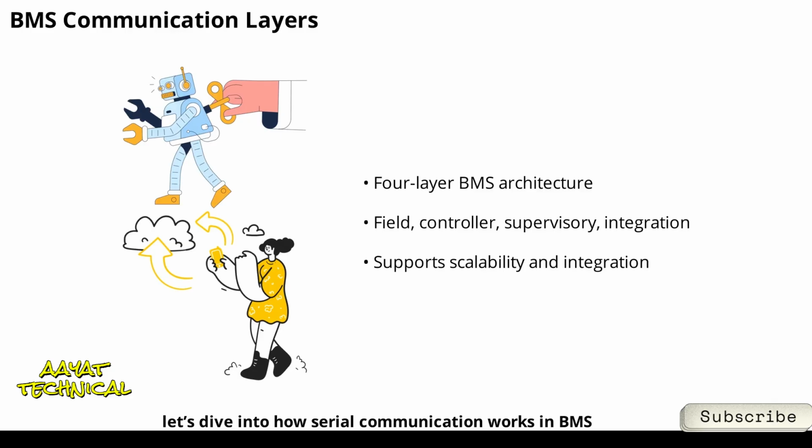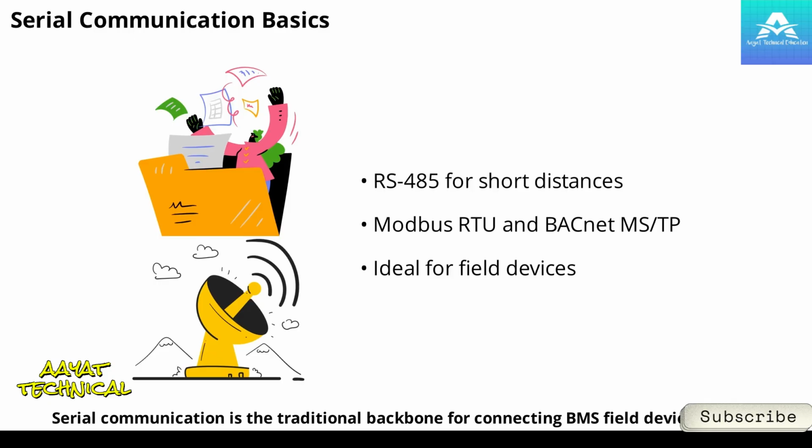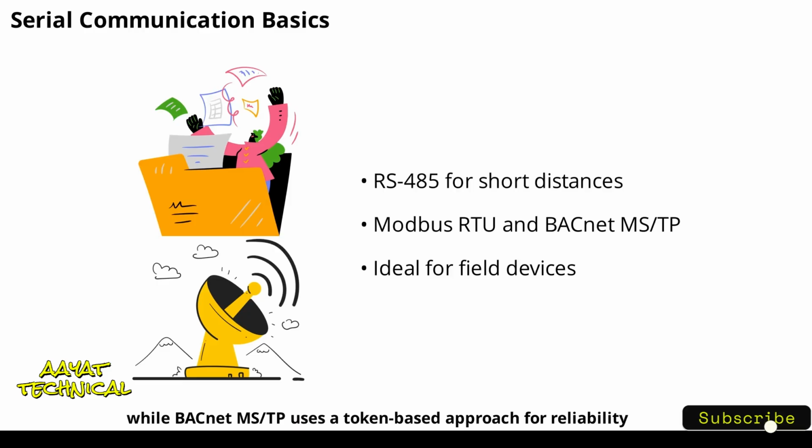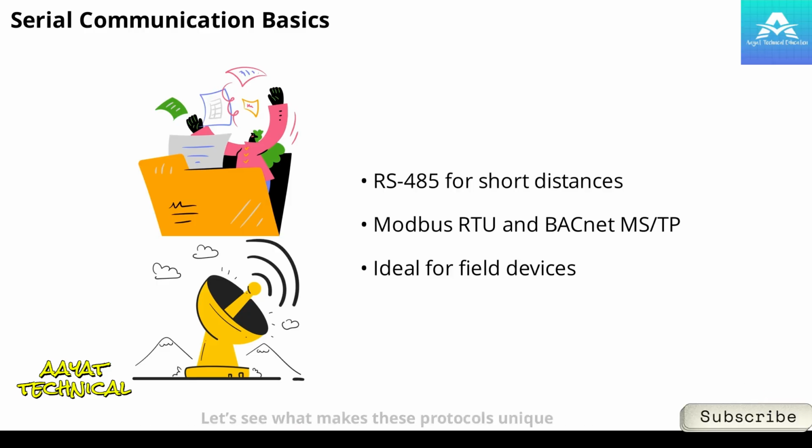Next, let's dive into how serial communication works in BMS. Serial communication is the traditional backbone for connecting BMS field devices. It uses twisted pair cables, typically following the RS-485 standard. This setup is ideal for short distances and a limited number of devices, making it perfect for connecting sensors, actuators, and controllers on the same floor or building zone. Serial protocols like Modbus RTU and BACnet MSTP are widely used, each with its own strengths. Modbus RTU is open and simple, while BACnet MSTP uses a token-based approach for reliability. Let's see what makes these protocols unique.